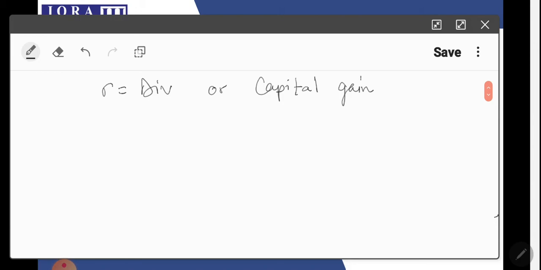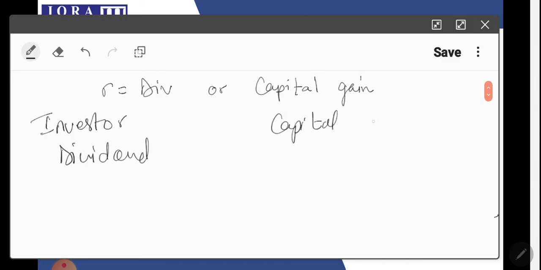So if the investor, let's do it from the investor's perspective. So if the investor wants a dividend, but the company is more interested in giving the return in the form of capital gain.